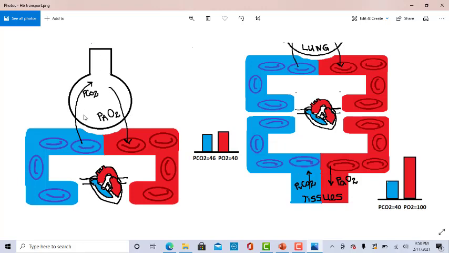So in your lungs, you've got lots of oxygen. It's usually a slightly cooler temperature. And you have lower levels of CO2. So that is going to create that pressure difference that we've been talking about, where you can unload the CO2.